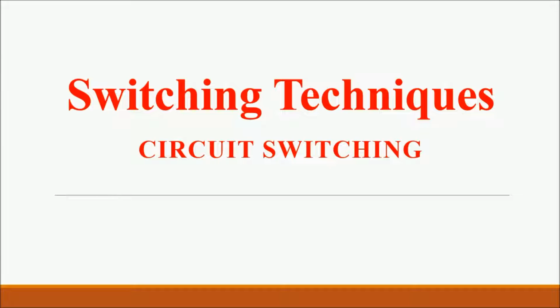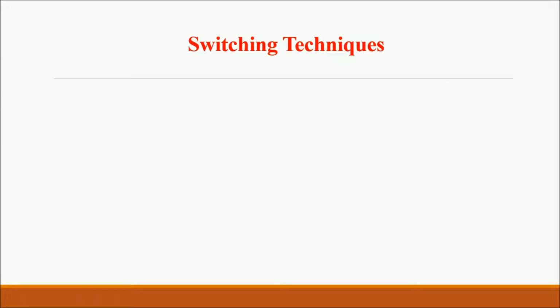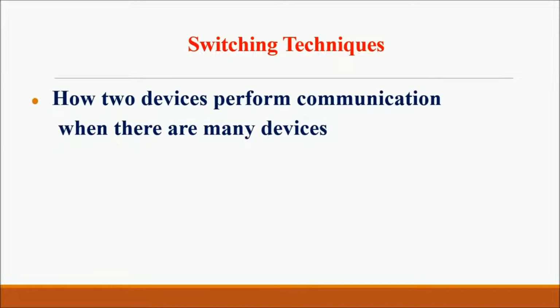And for data communication, other switching techniques are also used, and circuit switching also can be used. Now, suppose there are two devices and we want to communicate between these two devices. Suppose we have a particular device, and we have another particular device. When we establish the connection between these two devices, that is called point-to-point communication.